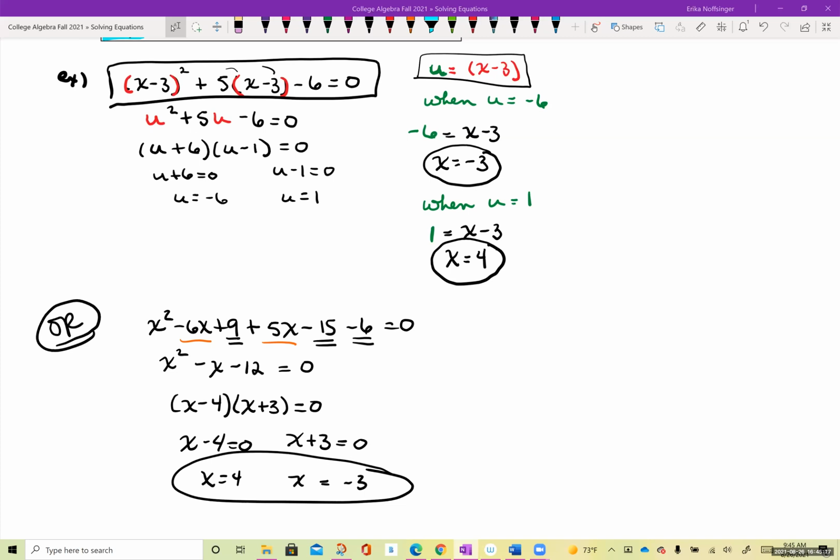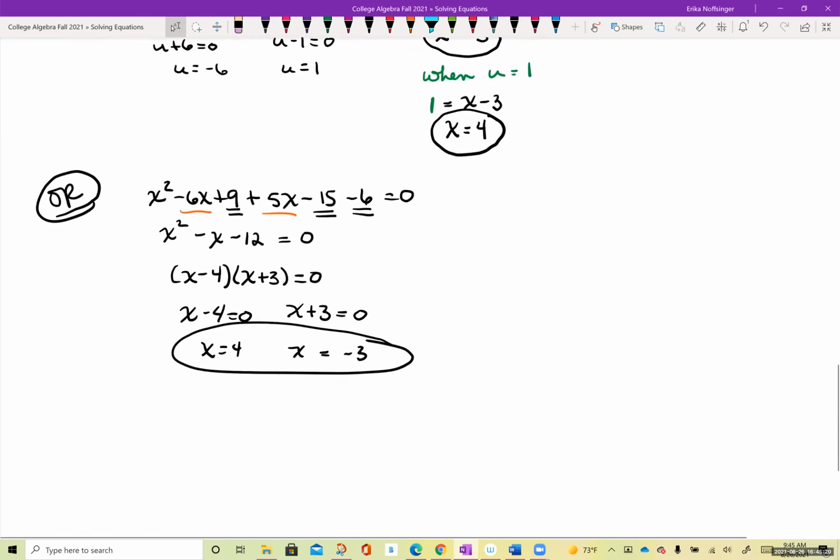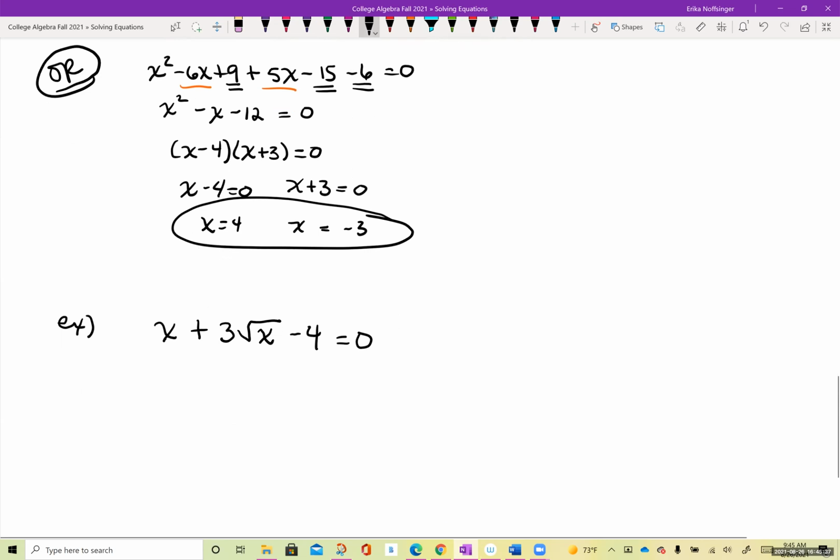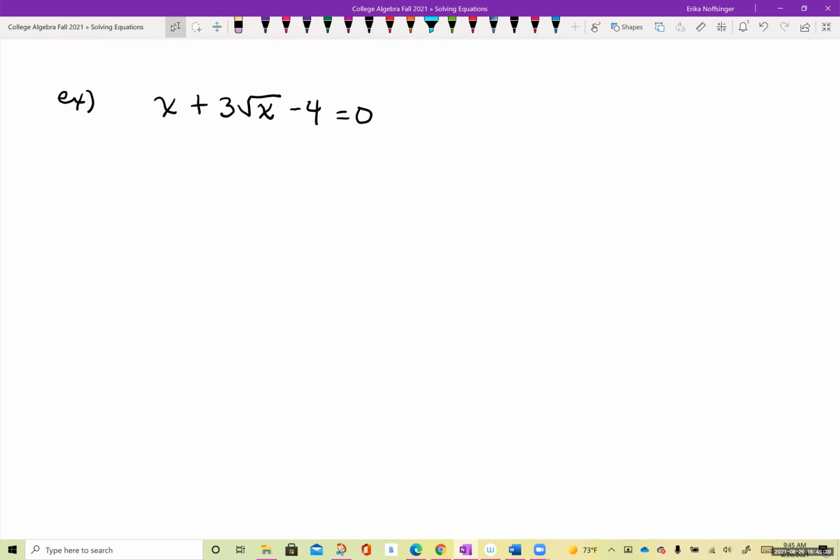Okay, so let me do another example. In this case, let's say we have x plus 3 square roots of x minus 4 equals 0. Here's an example that has a radical in it. I could use the process that we were just going through and isolate that radical and solve that way. Or I can look at this and manipulate this to look like a quadratic equation.